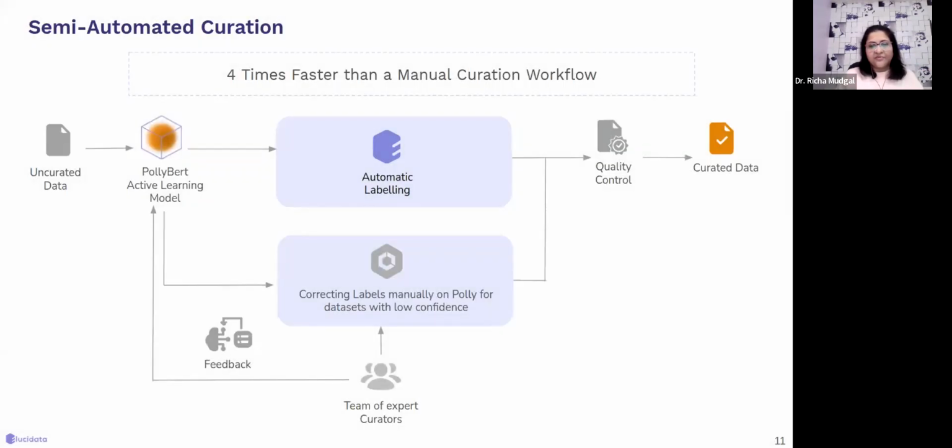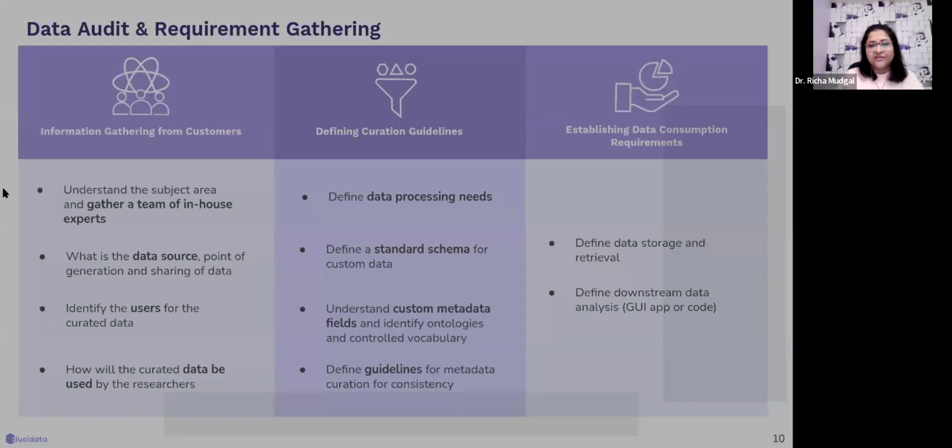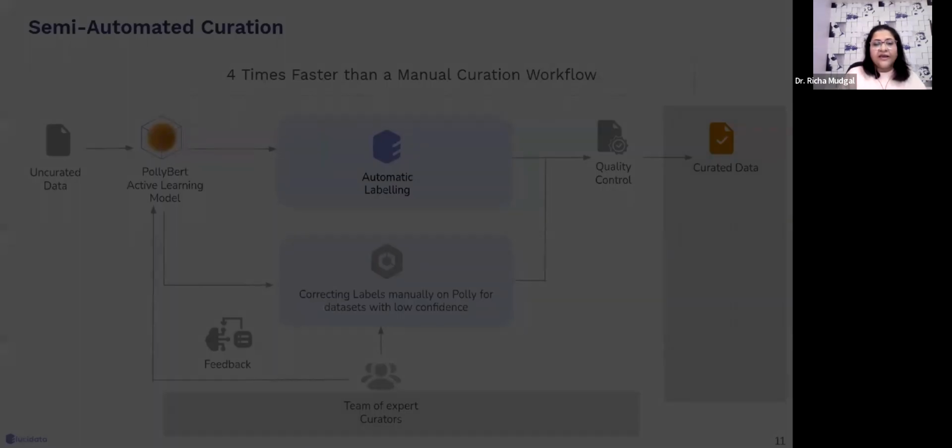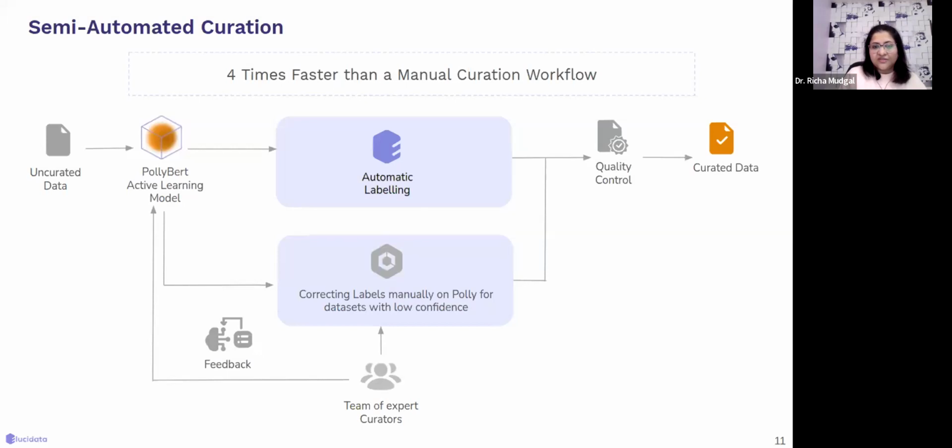One of the key aspects, like I mentioned here, is that we spend a lot of time in custom metadata curation. From what we understand, this is a very time-consuming step, but it could actually be automated, at least in semi-automated form. And what we have developed at Elucidata is a curation infrastructure.